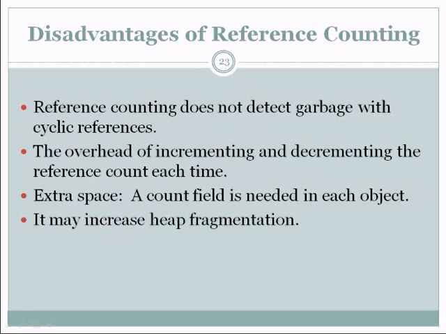Disadvantages of reference counting. Reference counting does not detect garbage with cyclic references. The overhead of incrementing and decrementing the reference count each time. Extra space: a count field is needed in each object. It may increase heap fragmentation.